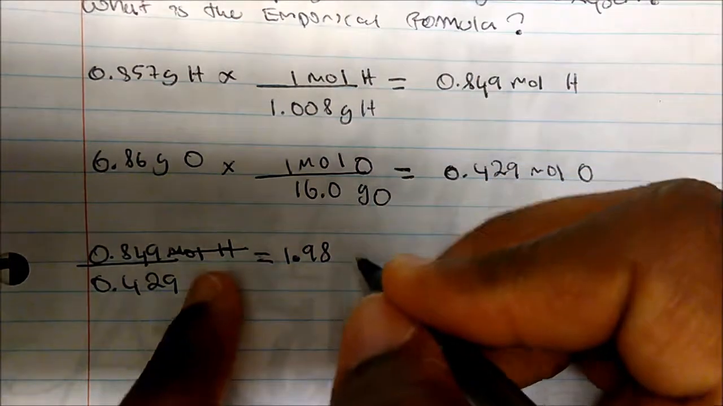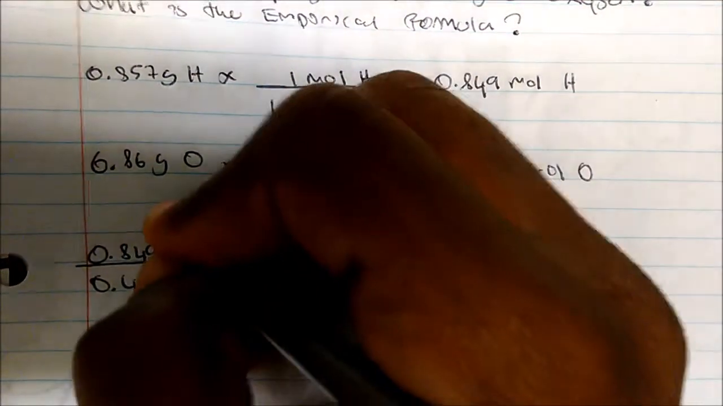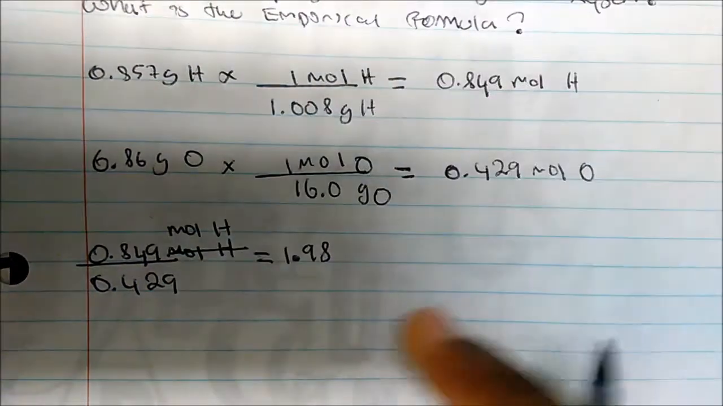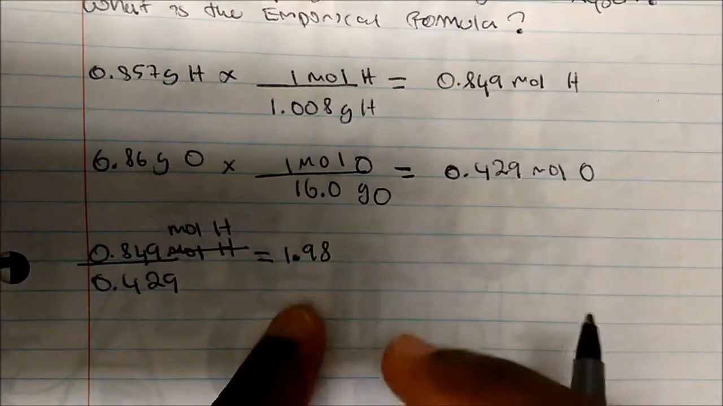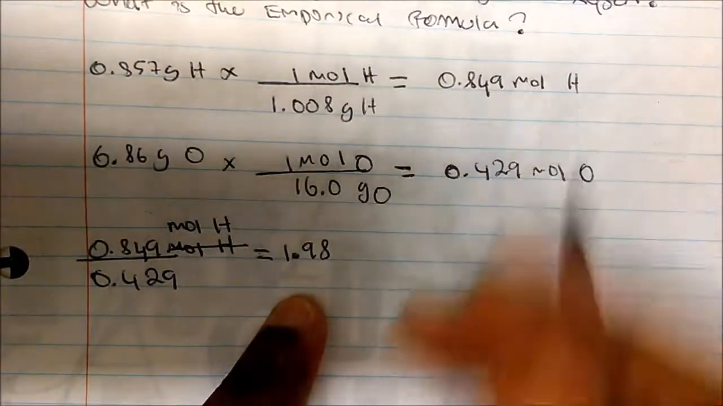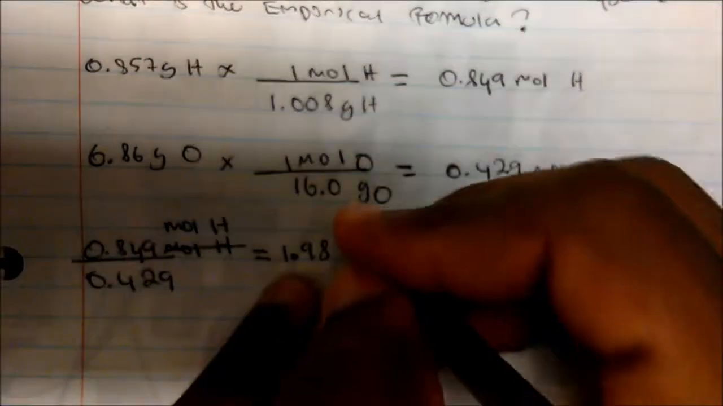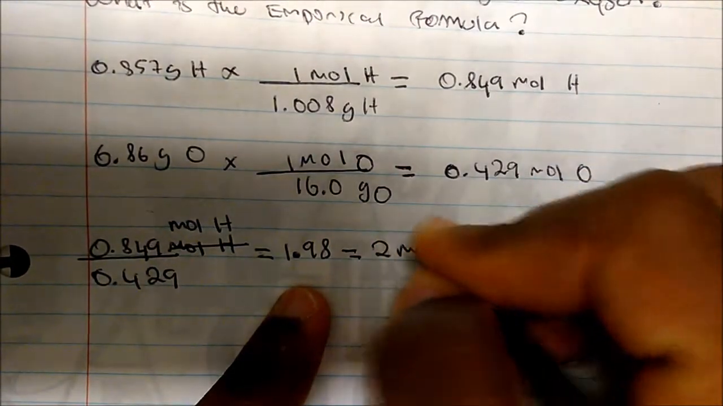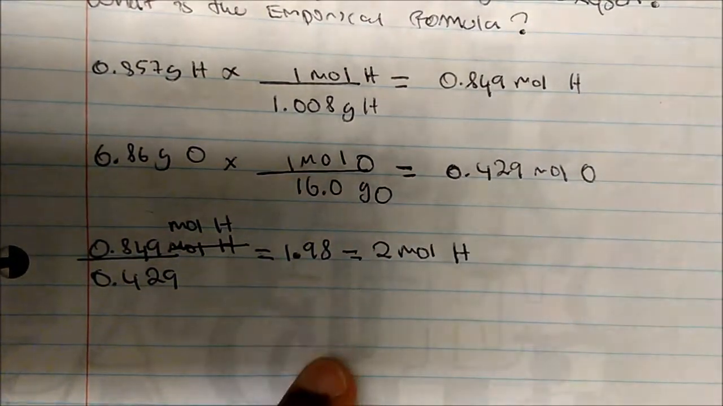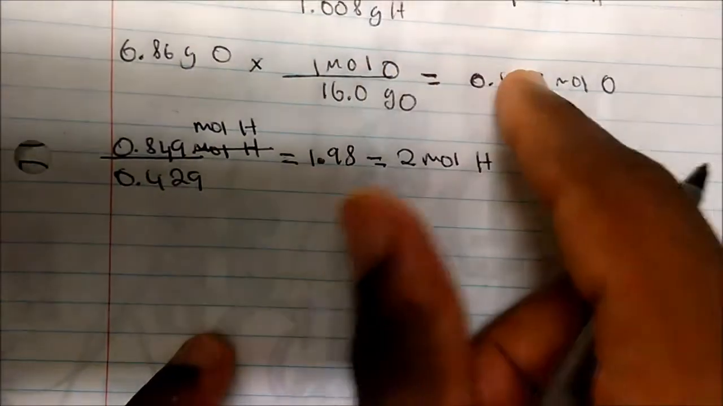Because we're dealing with moles of hydrogen, we can't have a fraction of an element, and so this is rounded up to 2. So in fact, we have 2 moles of hydrogen. Now I'm going to do the same thing for oxygen.